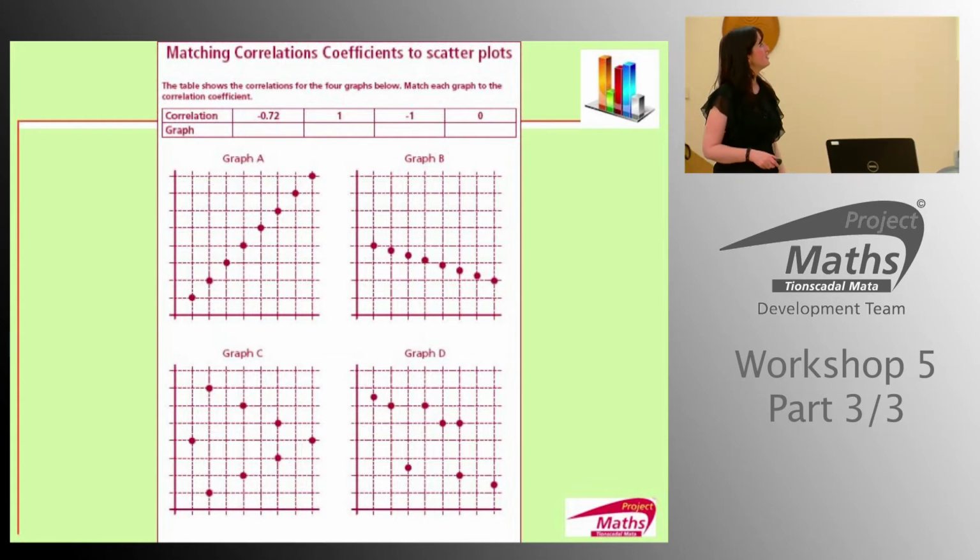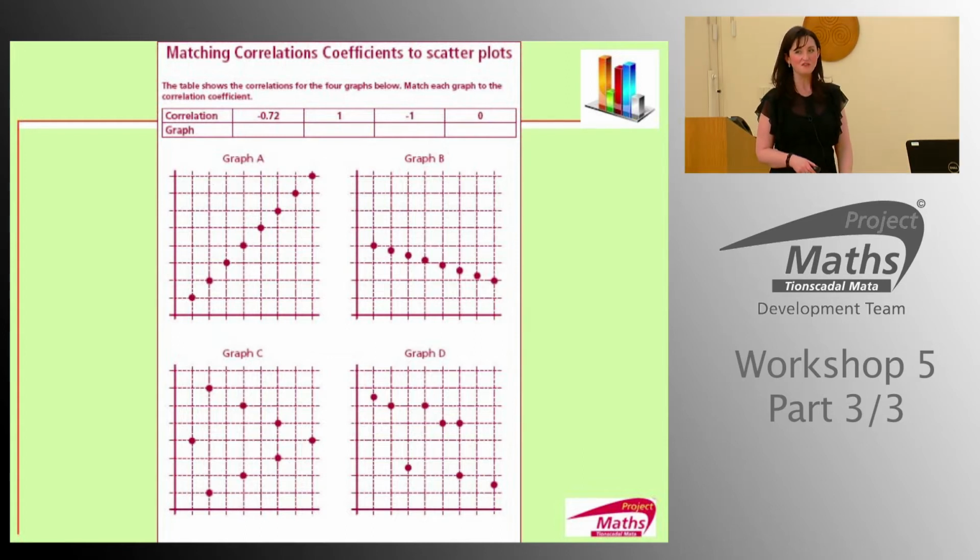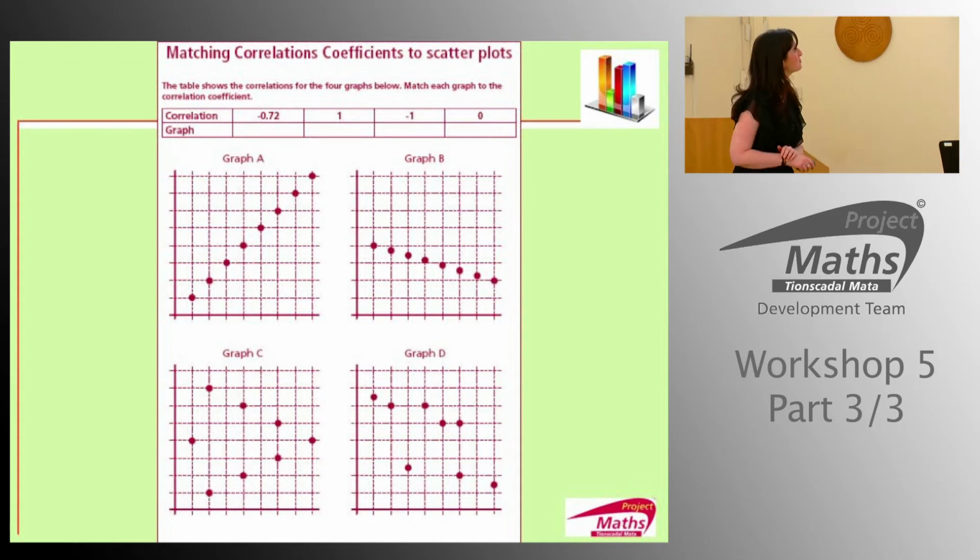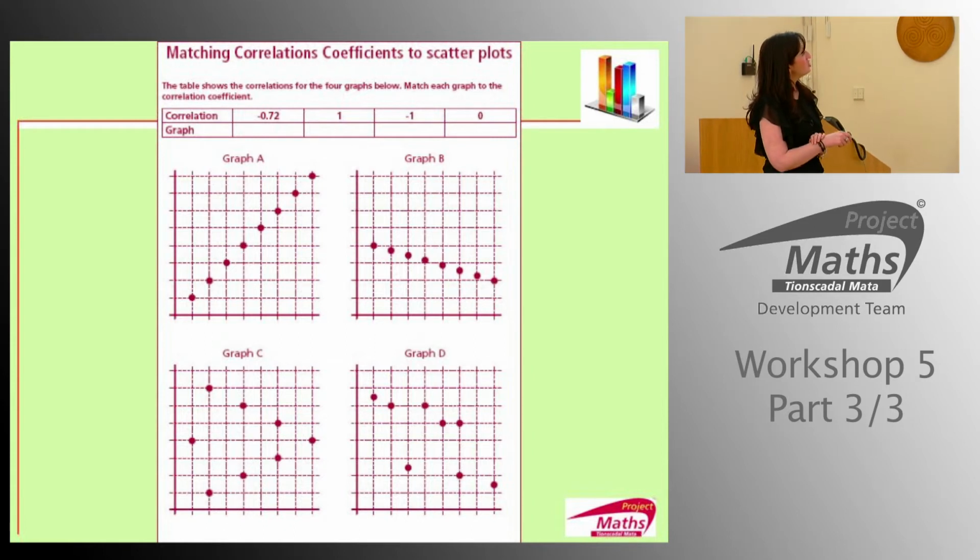So this is one now that's a nice kind of, do they understand the correlation coefficient type of activity? So you can look up here, we've got graph A, graph B, graph C, and graph D. And we have options. One of these graphs has correlation minus 0.72. One graph is correlation of 1. One graph is correlation of minus 1, and one graph has 0, no correlation. So which one is which?